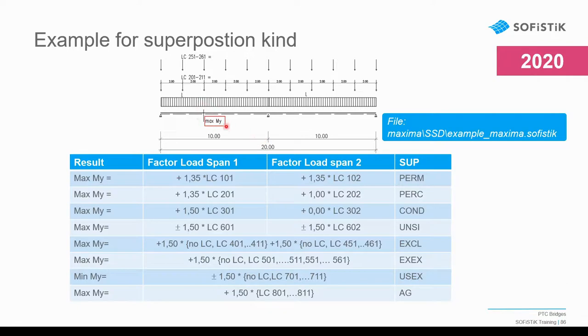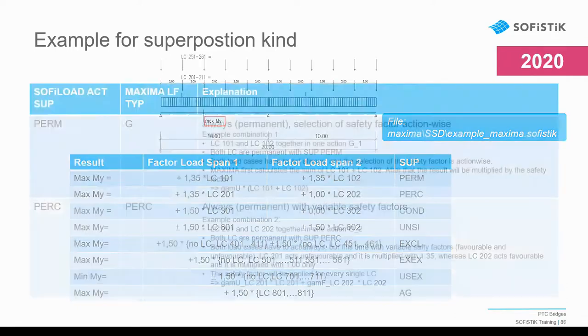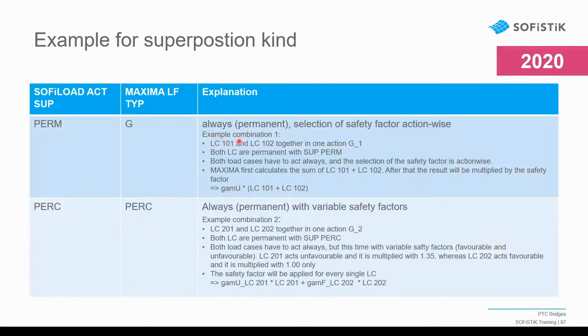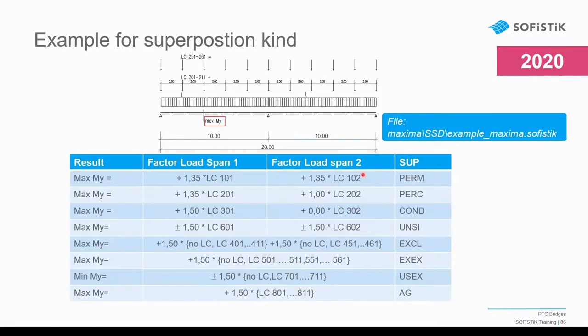In this case, to get the maximum MY bending moment in this cross section, the software will take load case 101 and 102, add the effects from these two load cases, and multiply with the gam U, which stands for gamma unfavorable. So even though load case 102 makes a favorable effect on the maximum MY bending moment, because we assigned this load case 102 to the permanent action as well, it is going to be considered with a factor of 1.35, which is the unfavorable safety factor.